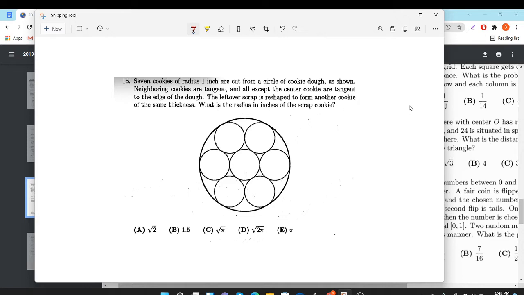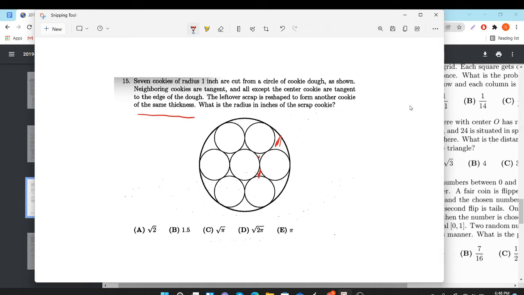The leftover scrap is reshaped. The leftover scrap is basically what we get when we cut these circles out of this big circle, and what's left over is these pieces over here. All of those pieces are what we're calling the leftovers. And it's reshaped to form another cookie of the same thickness.